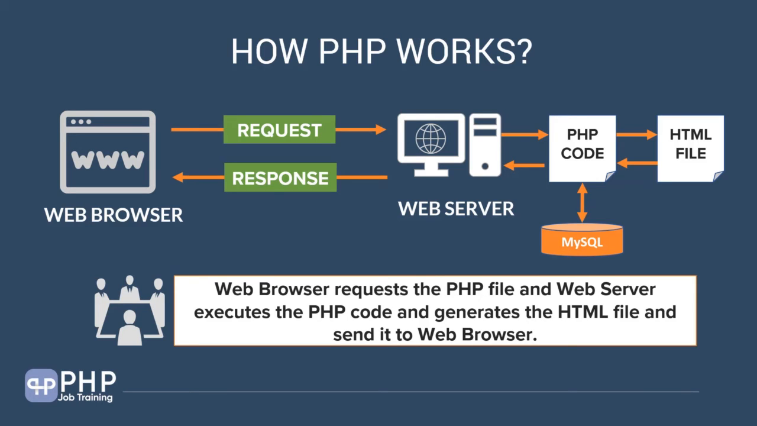What if the web server just gives the PHP code to the web browser? What happens at the web browser? The web browser will print the PHP code. It doesn't understand how to interpret it, so it will just show the PHP code. The interpretation of PHP code to HTML code happens at the web server.